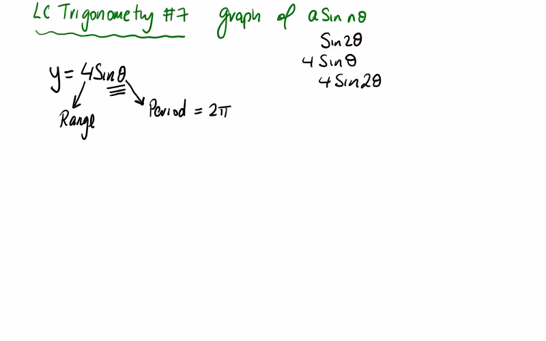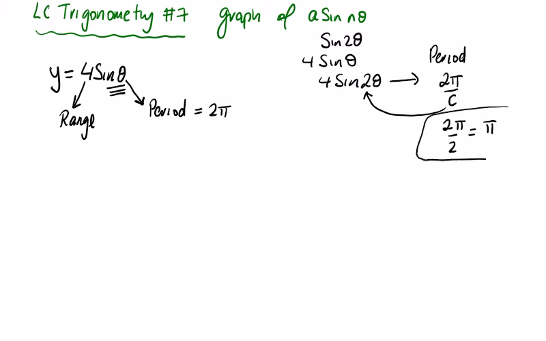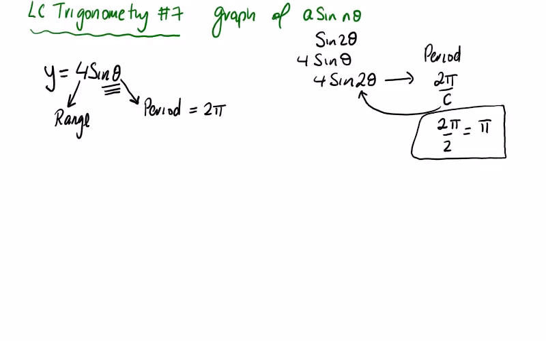I'm just going to jump off to the side here. The period is always 2 pi over c, where c is this number here. So in this case, the period for 4 sine 2 theta is 2 pi over 2, which is equal to pi. So that means one full revolution, and we're going to see that in this video, will take pi, or 180 degrees. So let's look at 4 sine theta.